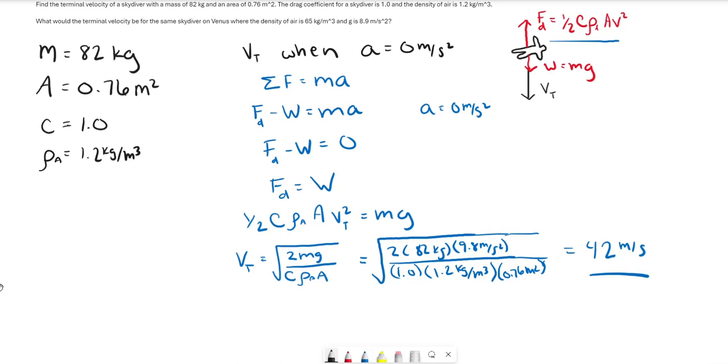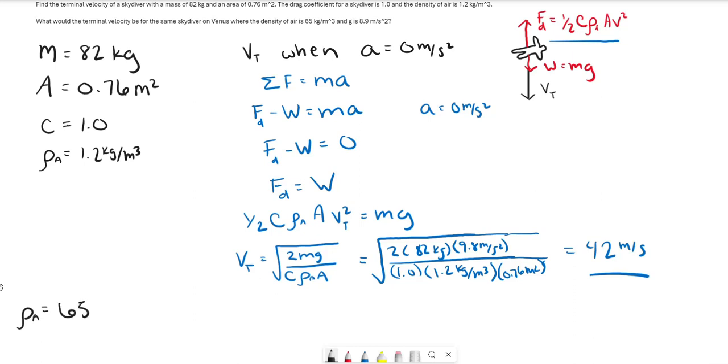It's the same skydiver. So the mass and area are the same. The drag coefficient is only dependent on the object and not the surrounding environment. So that's also the same. The density of air, however, is a lot different.